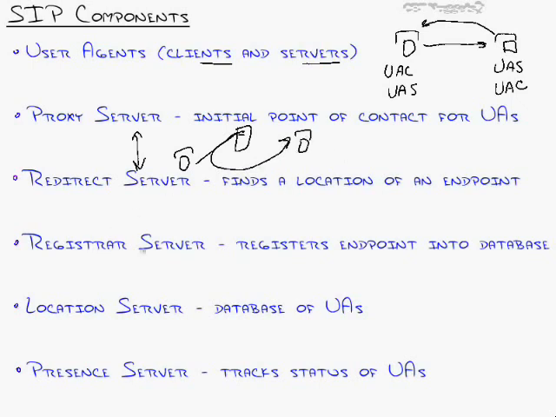The registrar server is the one that registers the endpoint into a database. So when this phone comes and says, hey, I'm extension 1000, that comes to the registrar server and says, oh, great, let me register you, and I will put you into, you can see they all tie together, the location server. The location server is the one that is the database. It holds the database of all the user agents.